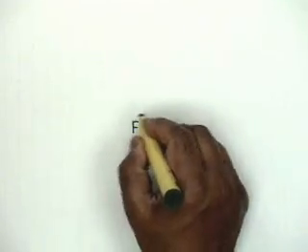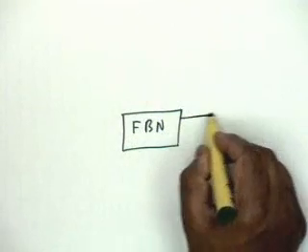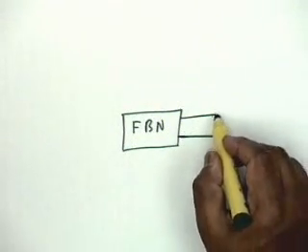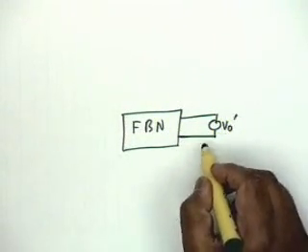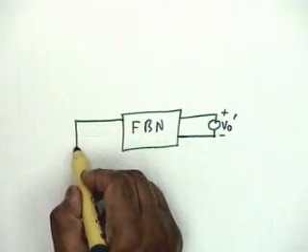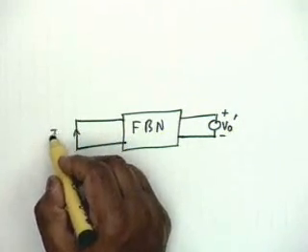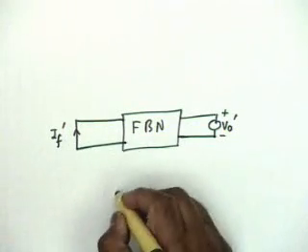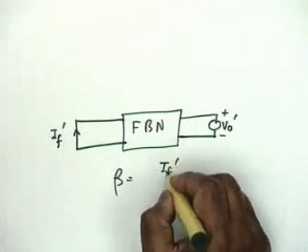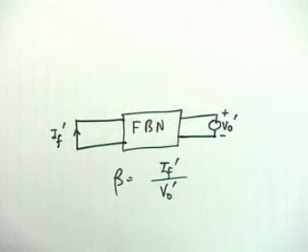So my output, port 1 should be open or short? Sufficiently confused. Short. And what should I drive it with? A voltage source. Okay. So I drive it with V0 prime. I short this and find out the current IF prime. Beta is IF prime divided by V0 prime.